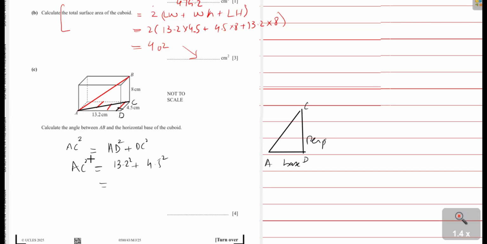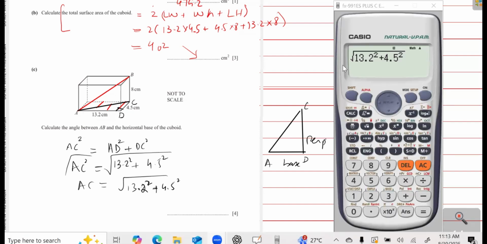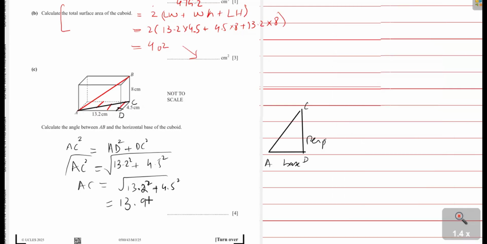We take the square root on both sides. AC equals the square root of 13.2 squared plus 4.5 squared, and we can calculate. Look here, this value equals 13.945. And we have to calculate the angle ABC.